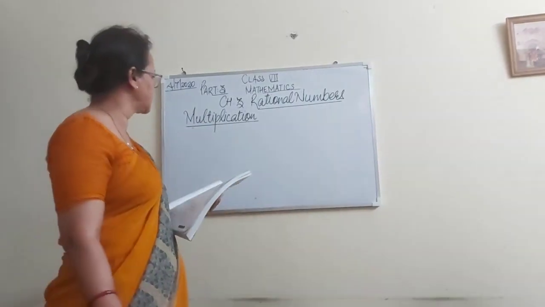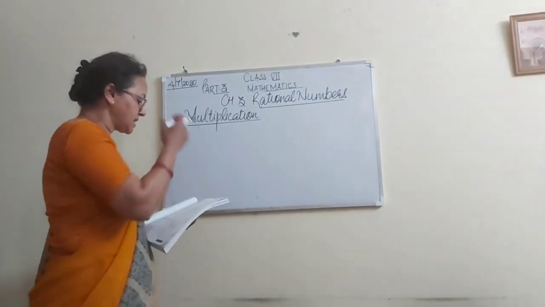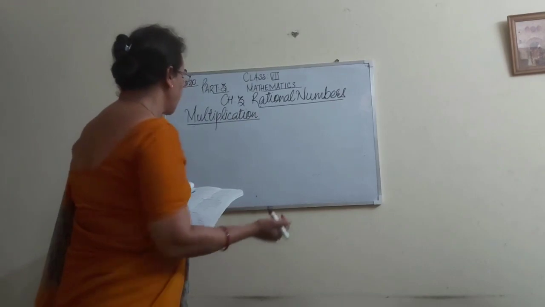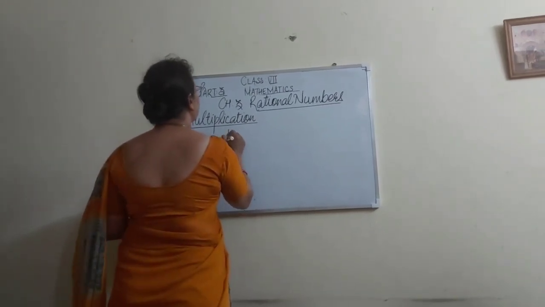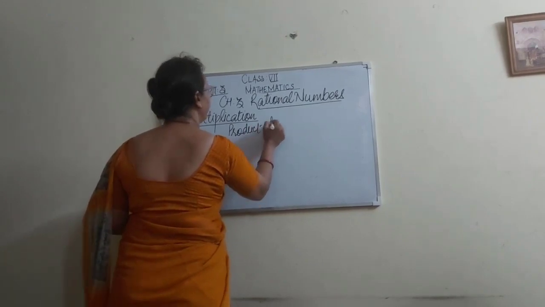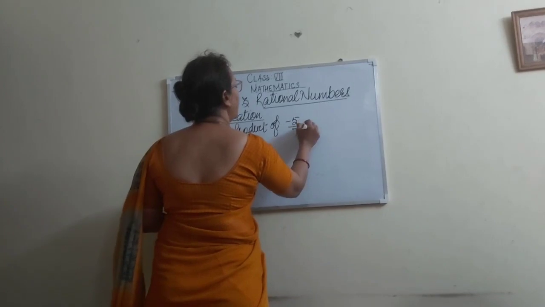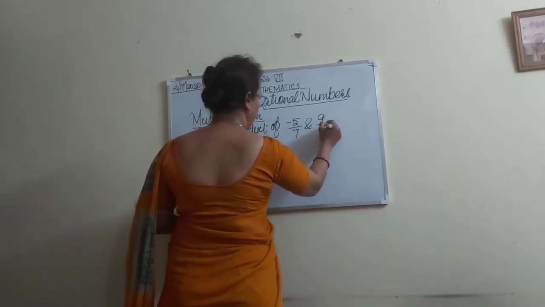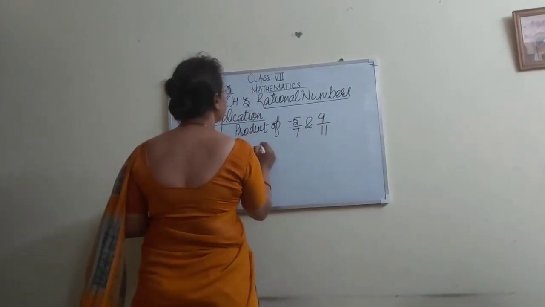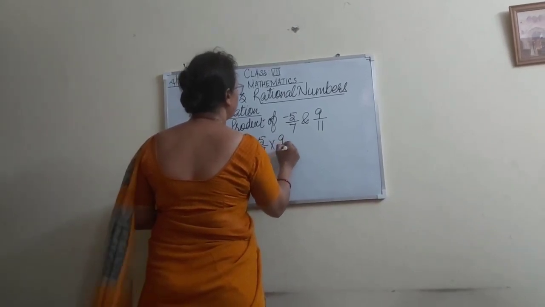Now students, this is the topic multiplication of rational numbers. How to multiply the rational numbers. Find the product of minus 5 by 7 and 9 by 11. So minus 5 by 7 multiply 9 by 11.